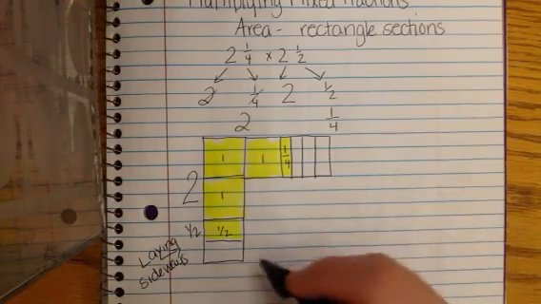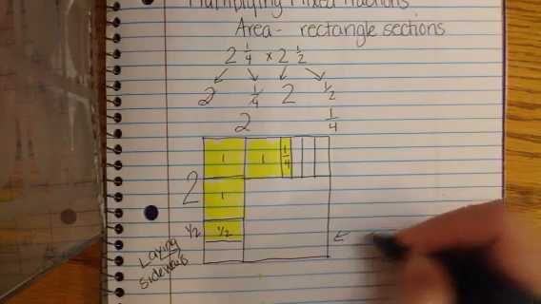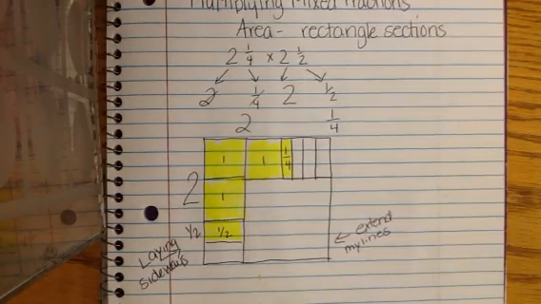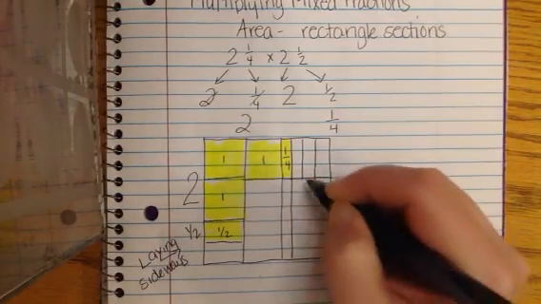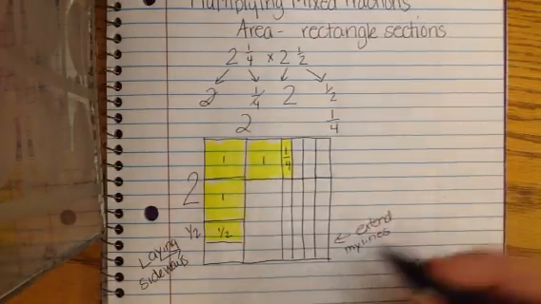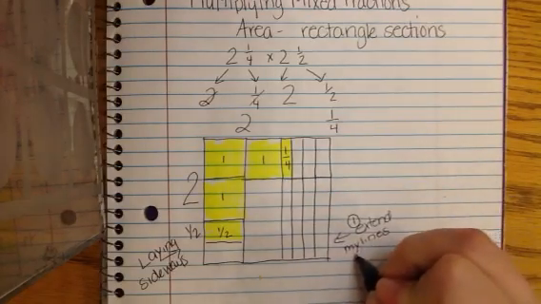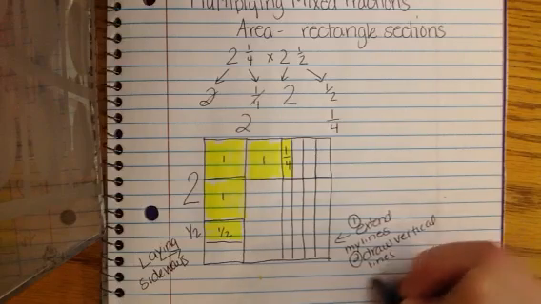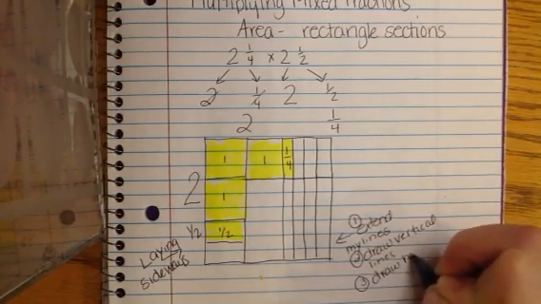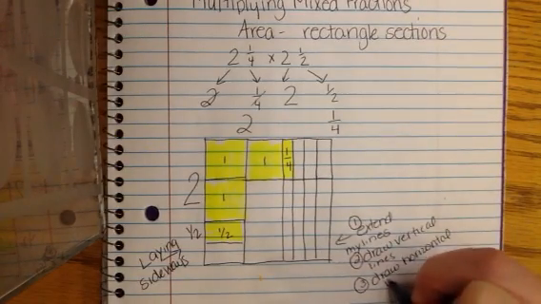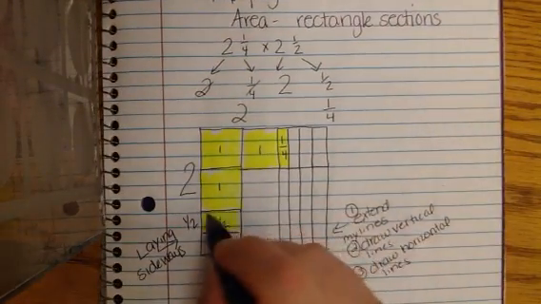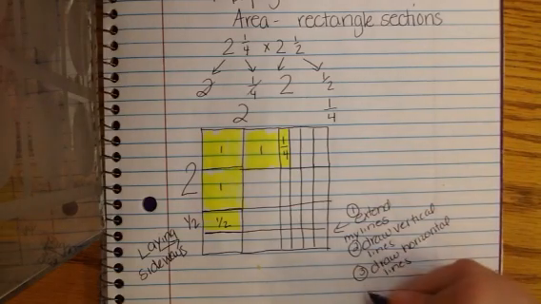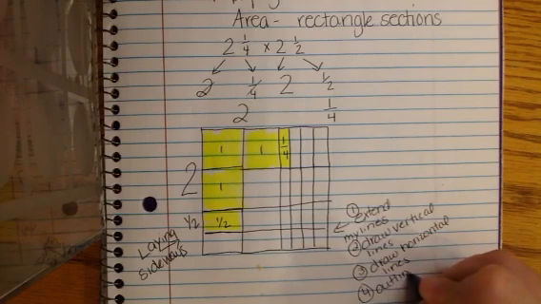So now I have to extend my lines. I drew all my vertical lines, so I do extend my lines. Now I'm going to draw horizontal lines, so I extended them. Now I'm going to outline the shaded area.